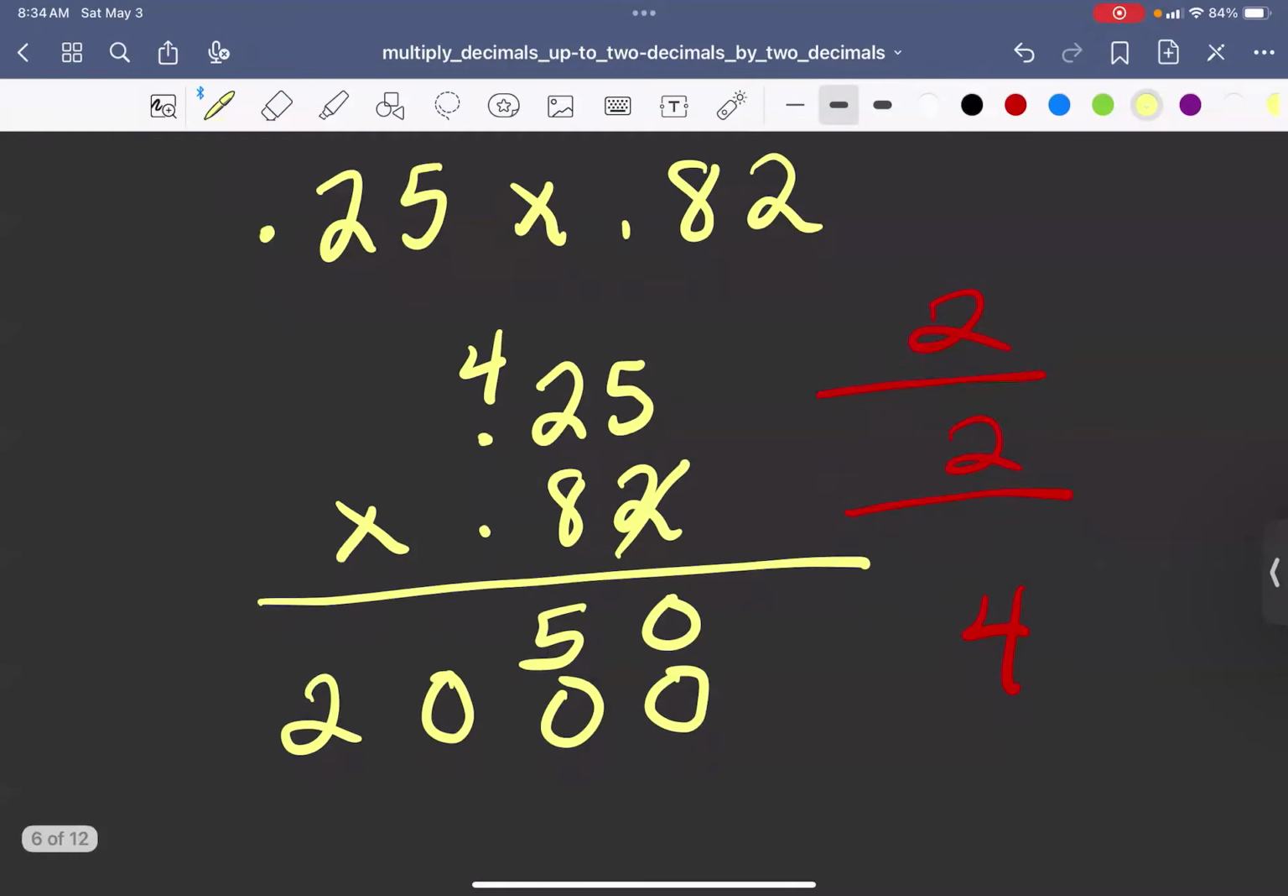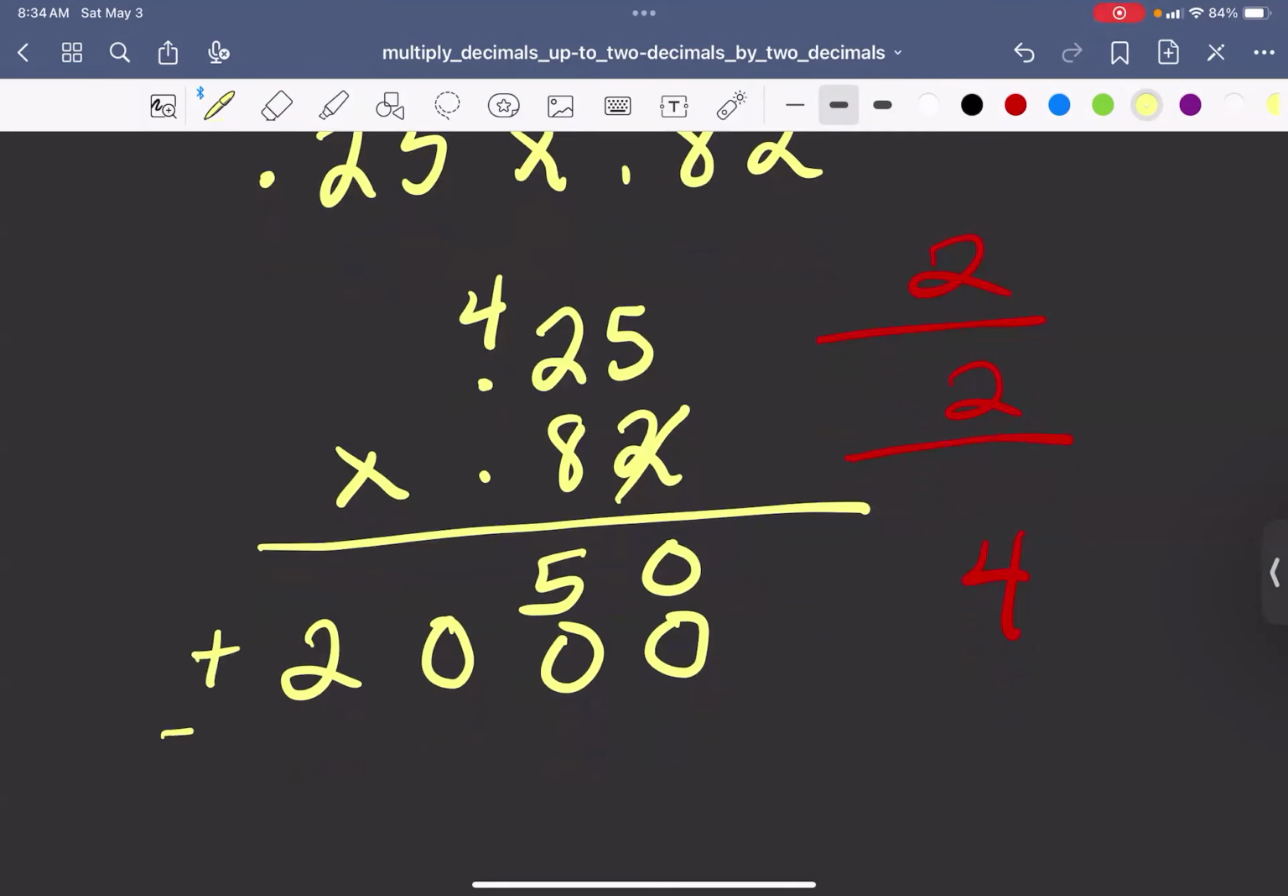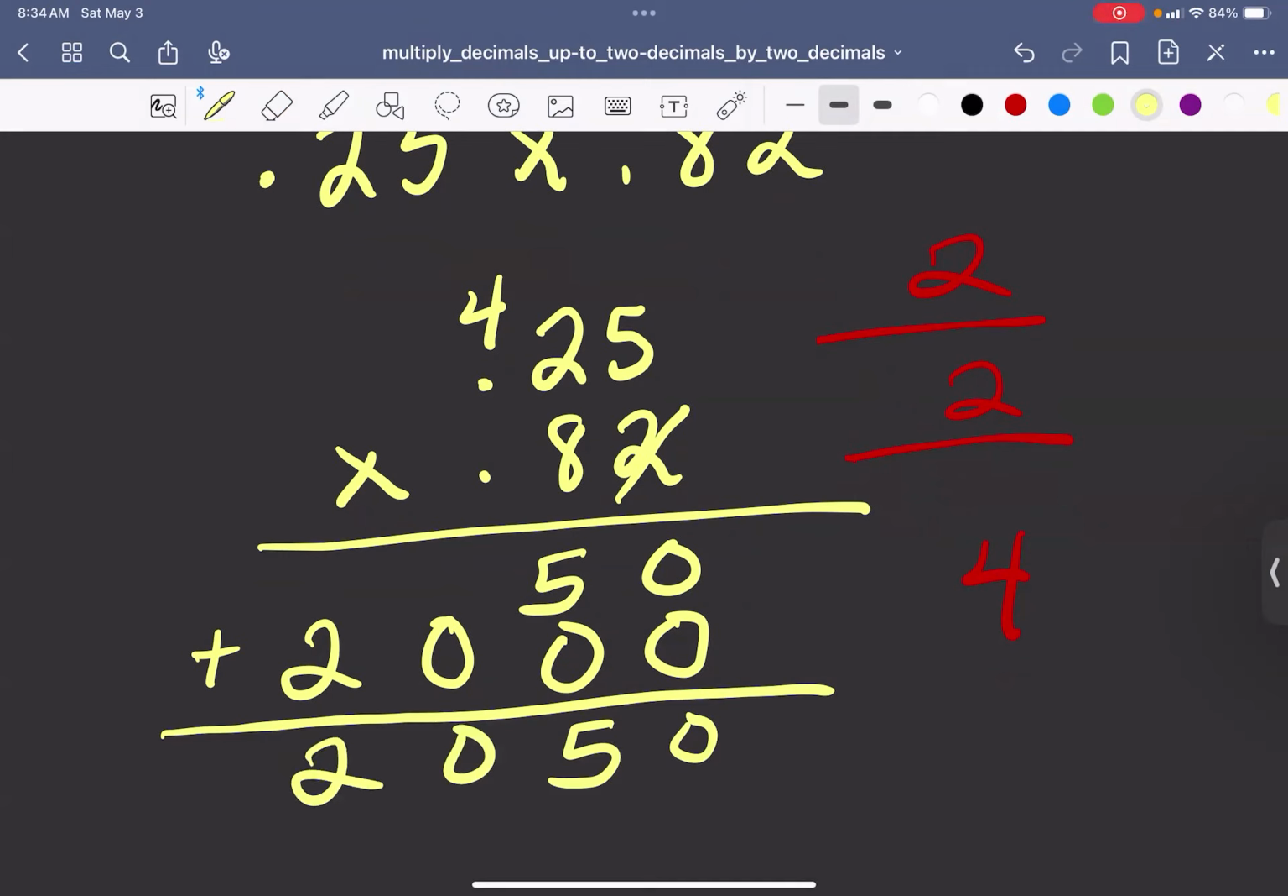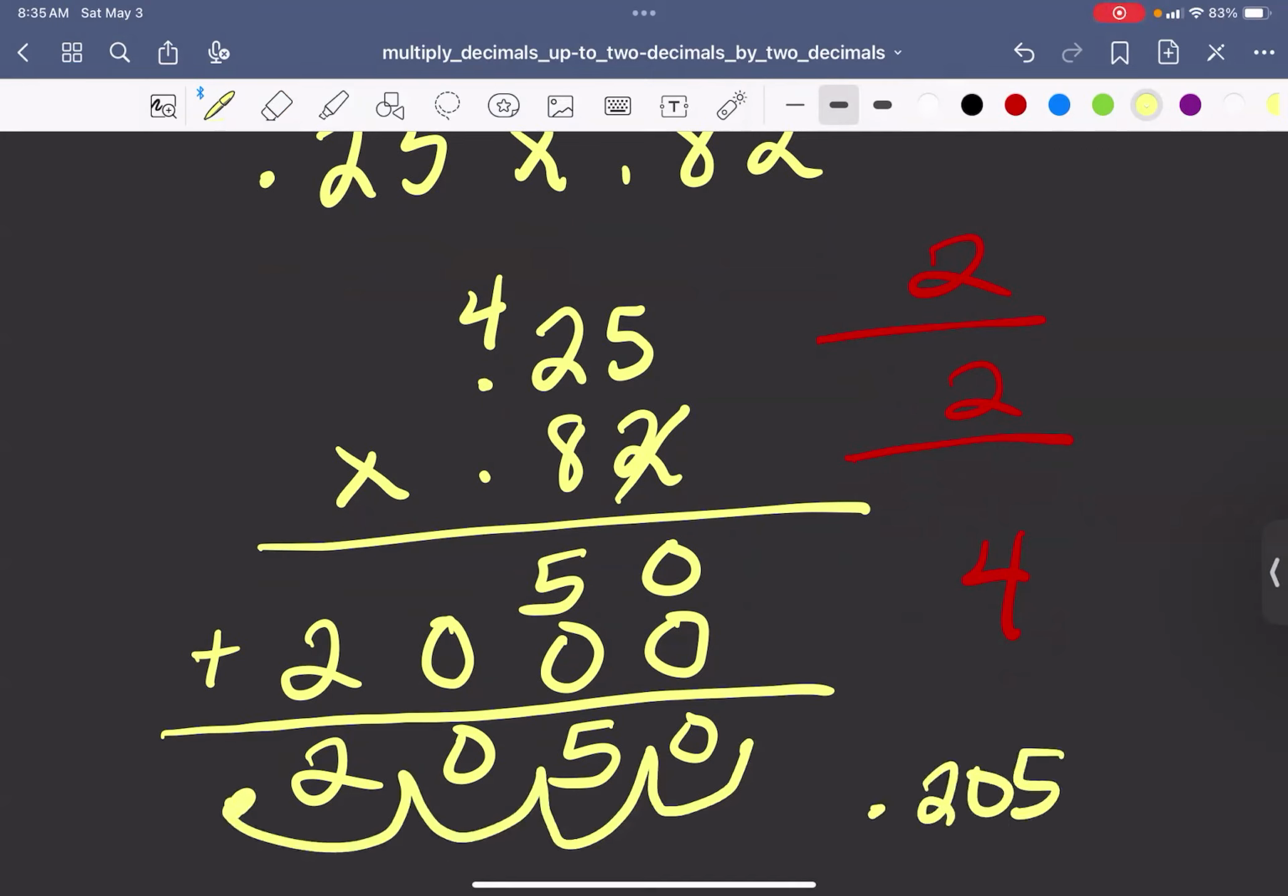So now I'm going to add 0, 5, 0, 2. I have to move the decimal 4 places to the left. So I start here, 1, 2, 3, 4. So our final answer is 0.205. And you don't have to write the 0 at the end, but you can.